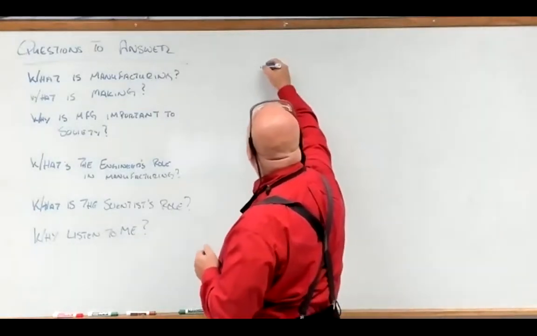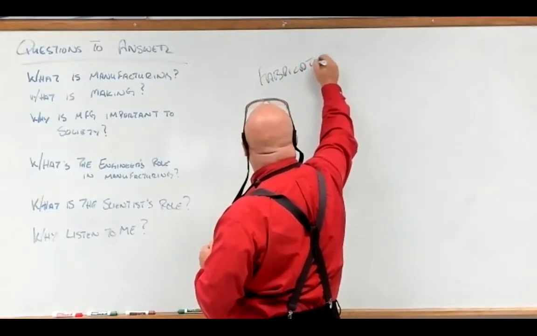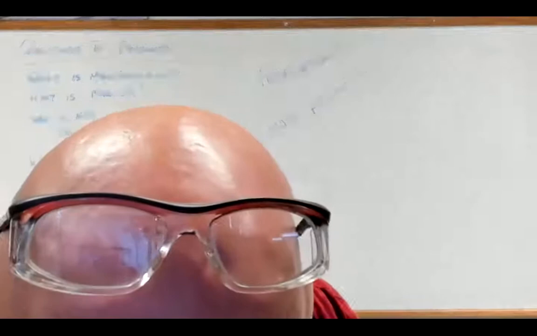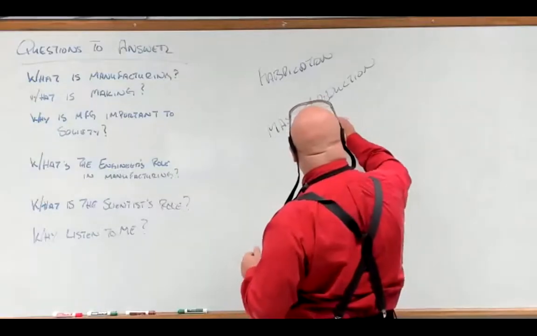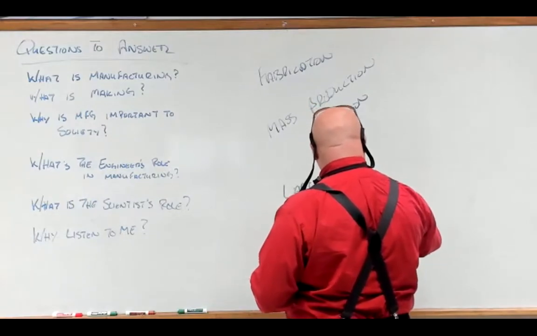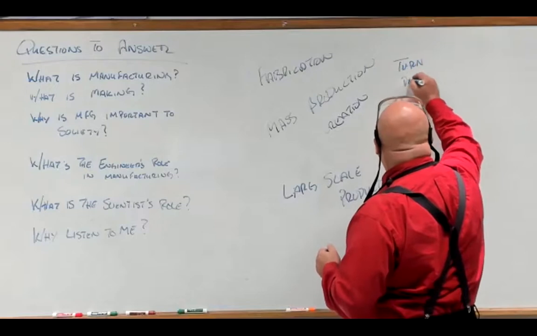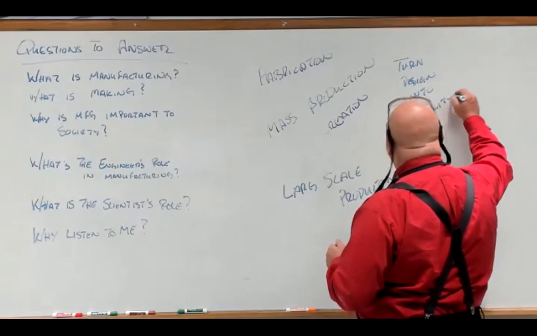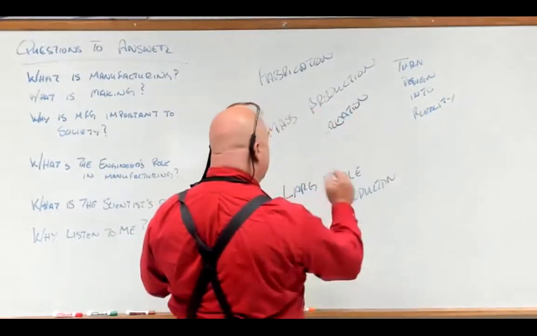What is manufacturing? I remember fabrication. Fabrication of a product. Production. I think I turned the volume all the way down so I can't hear you guys when you shout out. Next item on the list is mass creation of goods. So mass creation. Followed by large scale production of refined goods. Large scale production. Followed by the process of turning designs into reality. Fabrication, mass production, mass creation, large scale production, turning designs into reality.